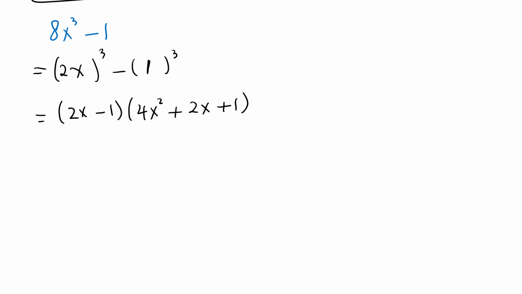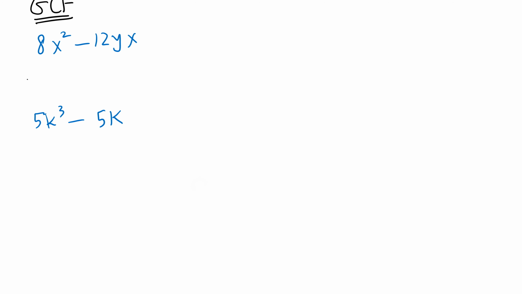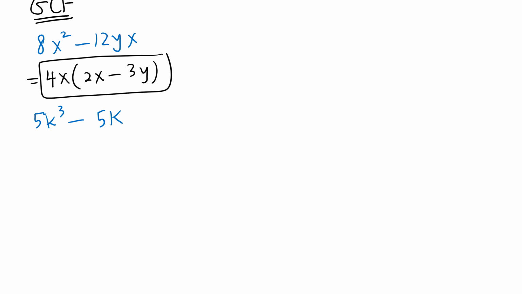Another way for factoring is to take out the greatest common factor, GCF. For example, let's say we have 8x squared minus 12yx, or let's say 5k cubed minus 15k. The common factor among 8 and 12 is 4, x squared and x, no y's, so that'll leave 2x minus 3y. For this one, we can take a 5k out, that will give me k squared minus 1. But notice I can factor further here by writing this as k minus 1, k plus 1.